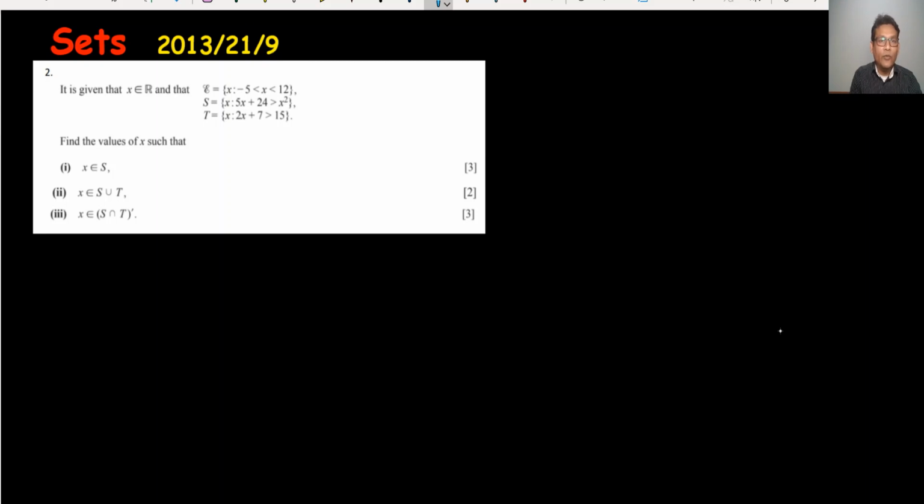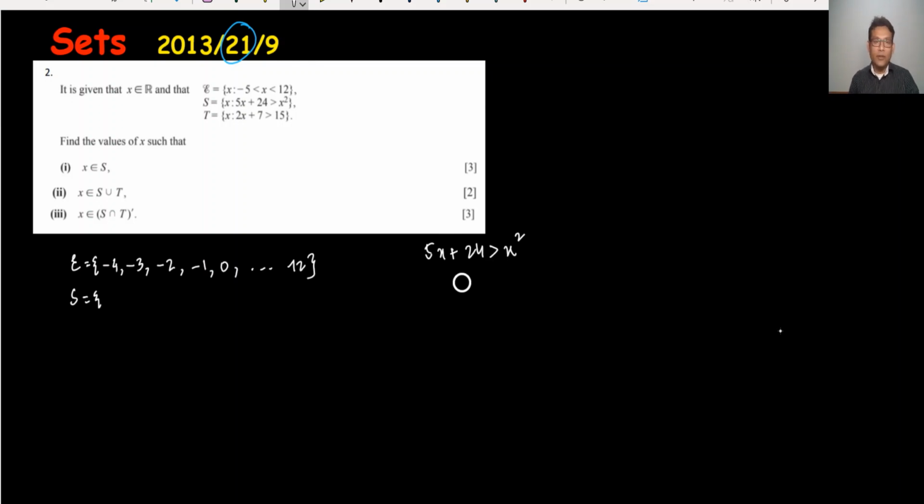2013, question number 9 from variant 21. It is given that x is a real number. Set E, the universal set, is given, where minus 5 is not involved, so if I write the real numbers: minus 4, minus 3, minus 2, minus 1, 0, until 12. And S is 5x plus 24 greater than x squared. For this part, we have to write all the possible sets of x. So I have to simplify first of all: x squared minus 5x minus 24, moving everything toward x squared. And you have to find all the possible sets.